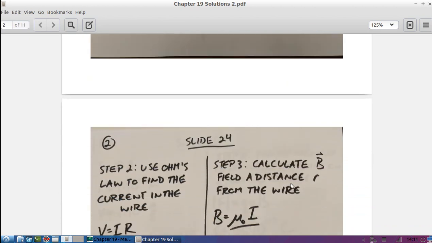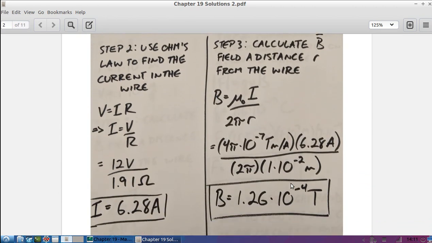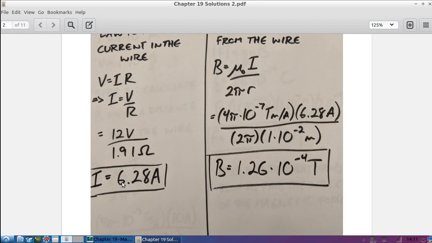Now that I've got the resistance, I'm going to use Ohm's law to find the current in the wire. So V equals IR, solve Ohm's law for I. I've got the voltage, 12 volts, divided by the resistance. Now I've got the current, 6.28 amps, passing through the wire.